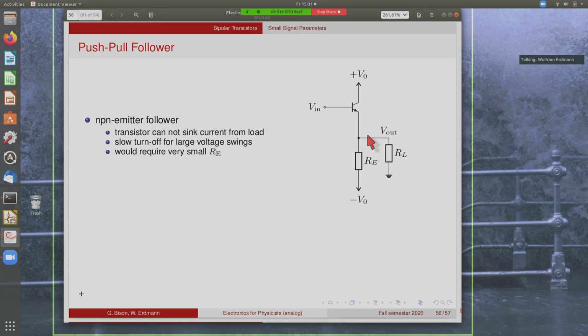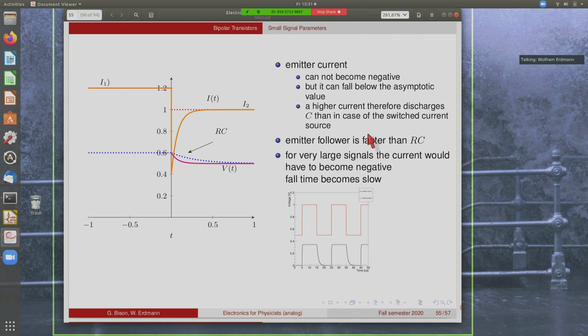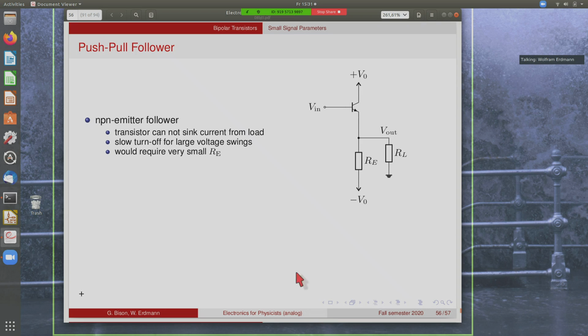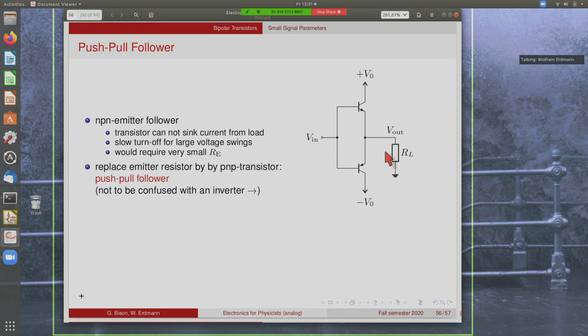Now if we want to turn off a load for very large voltage swings and not for small signals, as we've discussed before, but you really want to go into this domain here where you want to go down to 0, but not become slow, then you would need to make this resistor very, very small if you want to make this fast. And a very small resistor is of course unwanted, because then your emitter follower always draws a lot of current.